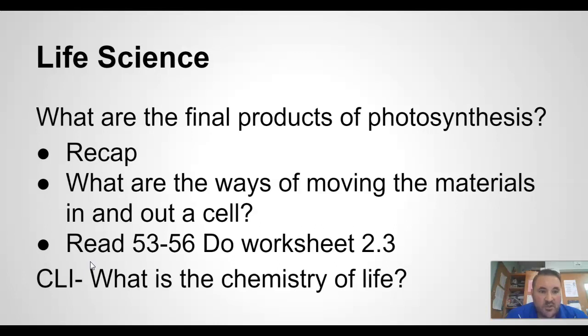But your warm-up question there is, what are the final products of photosynthesis? The final products of photosynthesis are 6 oxygens and a glucose molecule. So let's get started here. You will have some reading from the text and then the review that goes with 2.3.